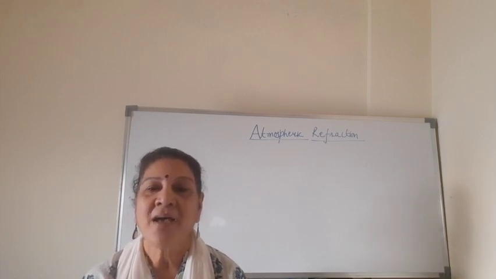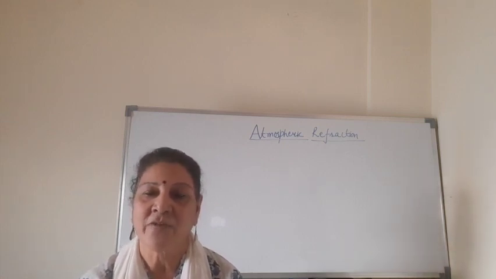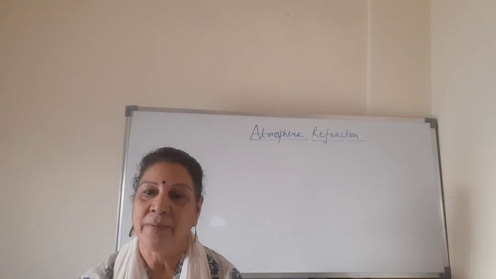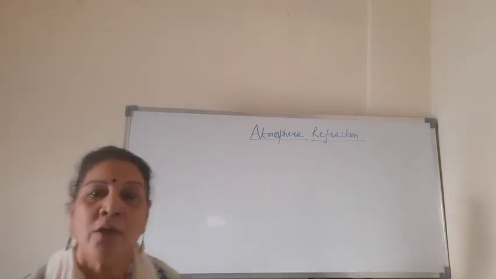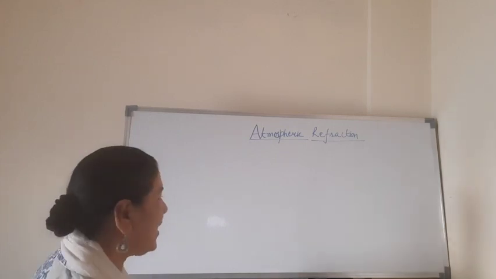In the previous class, I explained to you about the refraction through a glass prism, dispersion and spectrum. Today I'm going to explain the formation of a rainbow and atmospheric refraction. You know that you see the rainbow after the rains.